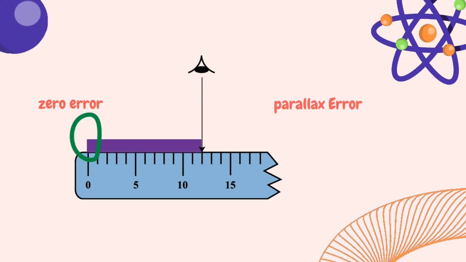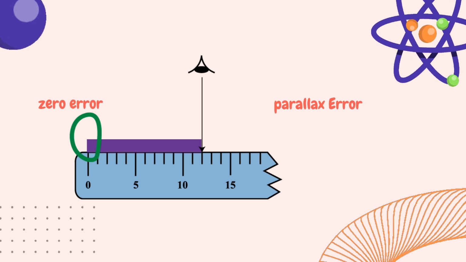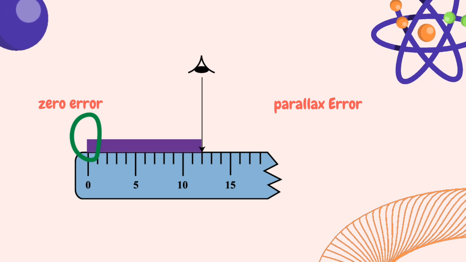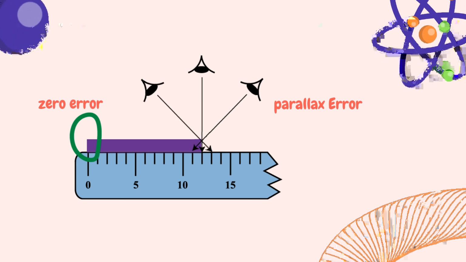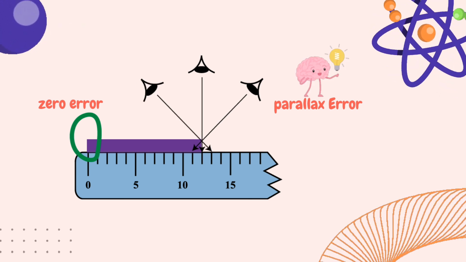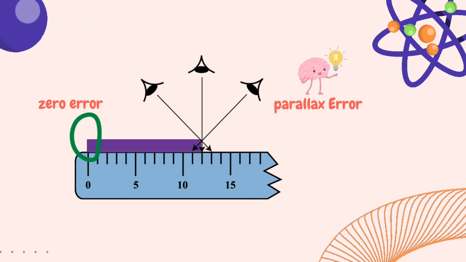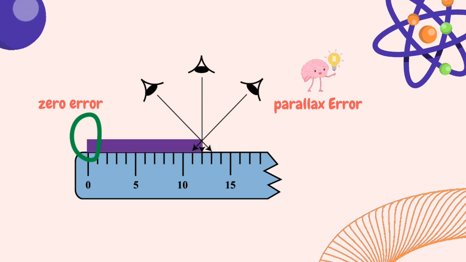2. Parallax error. This one's trickier. It occurs when your eyes aren't directly above the scale. For example, this 12 centimeter object could look like 11 centimeter or 13 centimeter depending on your viewing angle. A mnemonic: eye on top, error will drop. Always keep your eyes vertical above the reading scale.